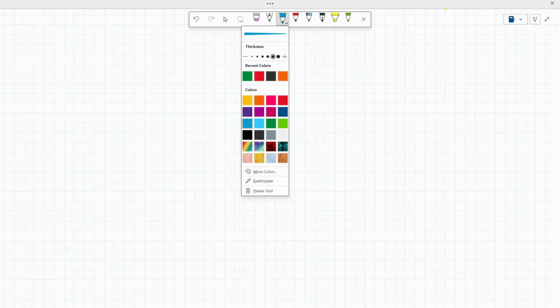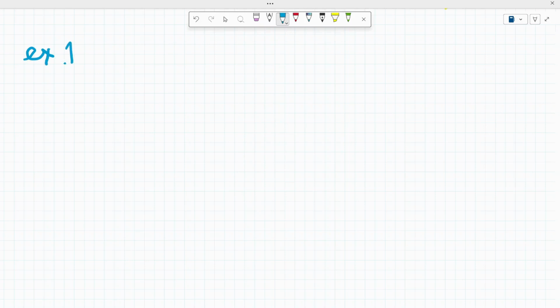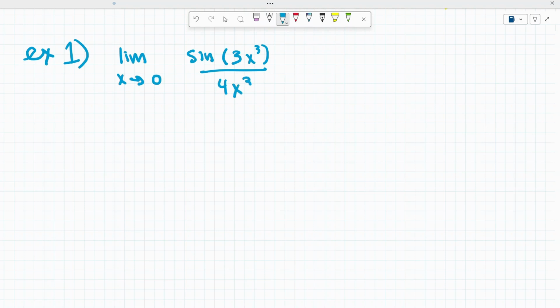So now that we've gotten the theory out of the way, let's look at a couple examples. So example number 1, we're going to look at part A of the rule, and then we'll also cover another example that covers part B of the rule. So for example 1, let's consider the limit as x approaches a of f of x. Oh my goodness, I'm writing the definition out again. The example is the limit as x approaches 0 of sine 3x cubed over 4x cubed.